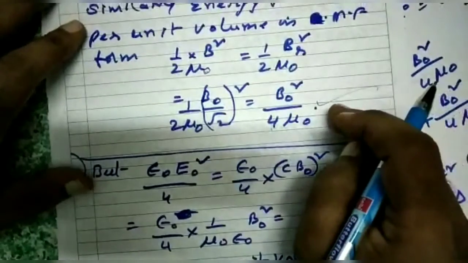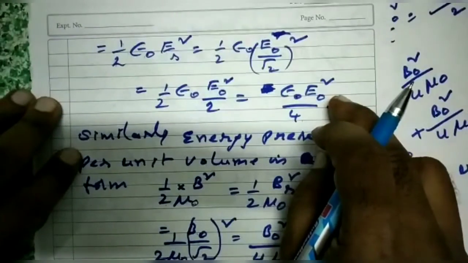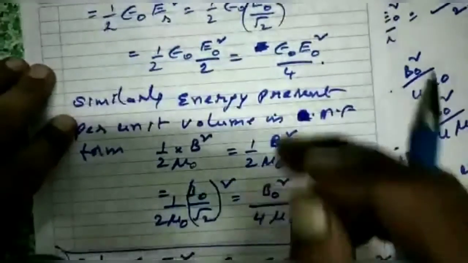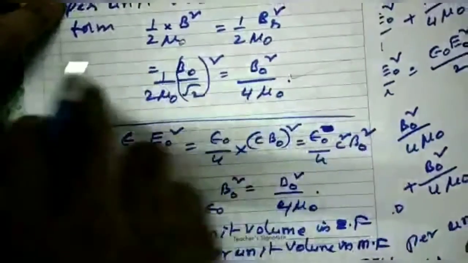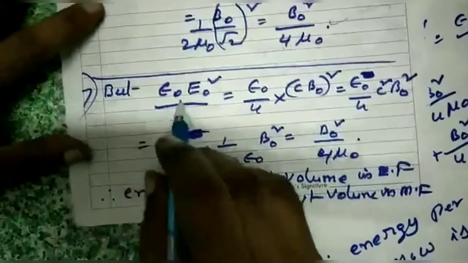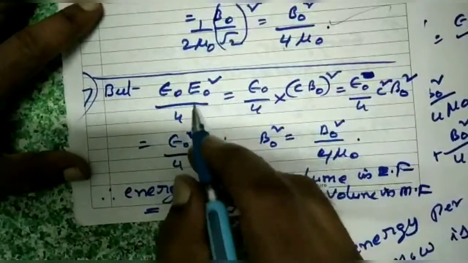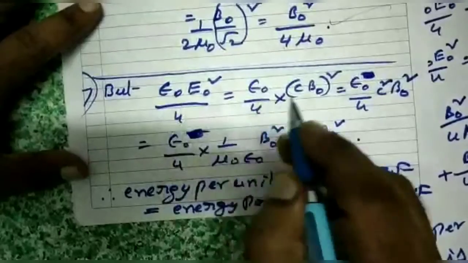This is the energy present per unit volume in the form of magnetic field, and this is the energy present per unit volume in the form of electric field. So energy will be there in the form of electric field and also in the form of magnetic field, in every unit volume in the electromagnetic wave. Now, I have to prove that both the energy densities are equal. See, epsilon 0 E naught square by 4 is the energy present per unit volume in the form of electric field that I have taken. Then epsilon 0 by 4 I write as such.